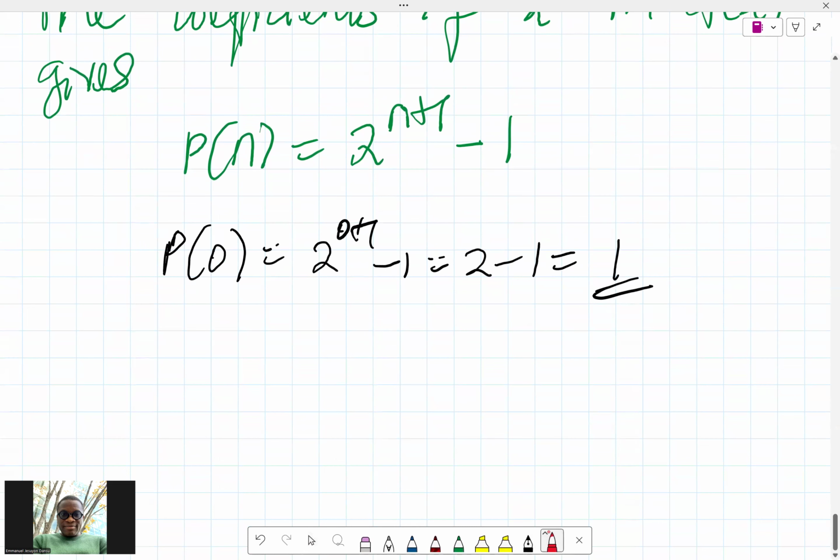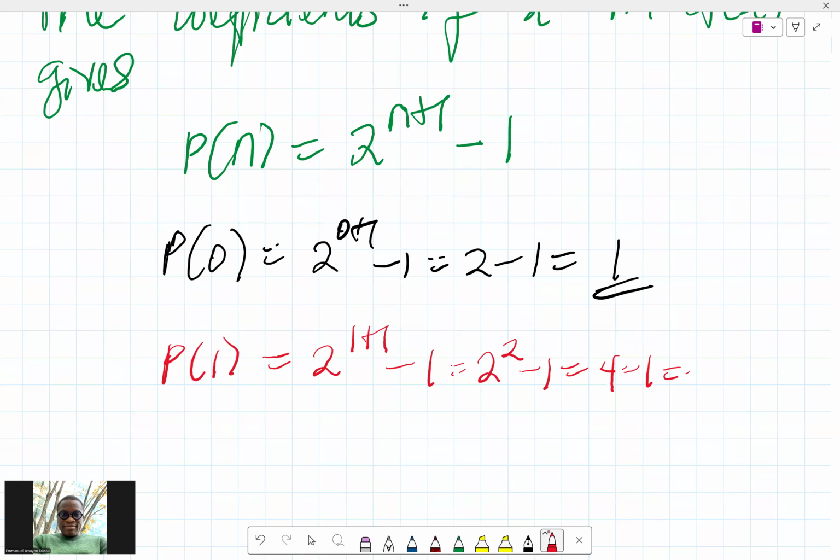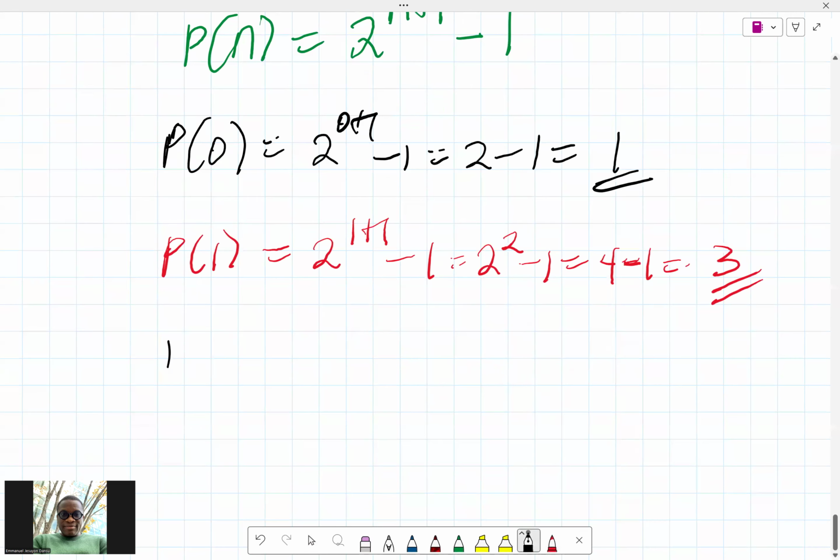So the next thing is population after one generation. That's 2 raised power 1 plus 1 minus 1. And that is 2 raised power 2 minus 1. That is 4 minus 1. So after one generation, after the 0th generation, we have 3 rabbits. Okay, that's what that is about. And then if we go to 2, we have P of 2, that's 2 raised power 2 plus 1 minus 1.